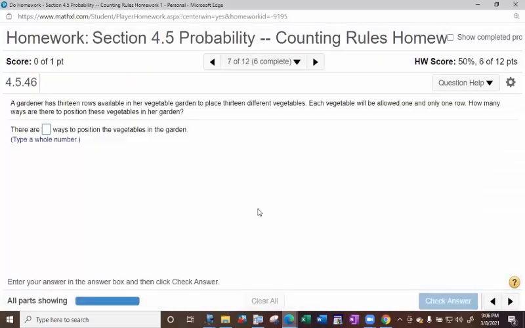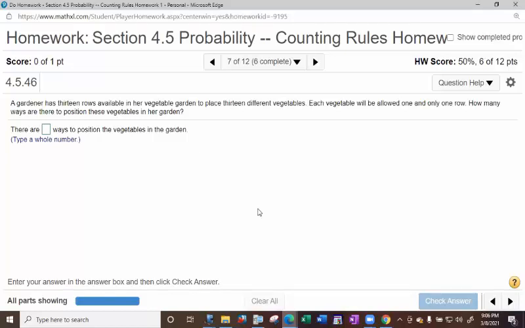You see what I mean about how this section is so quick to go through here? 13 rows in a vegetable garden, 13 vegetables. Each vegetable will be allowed in 1 row.